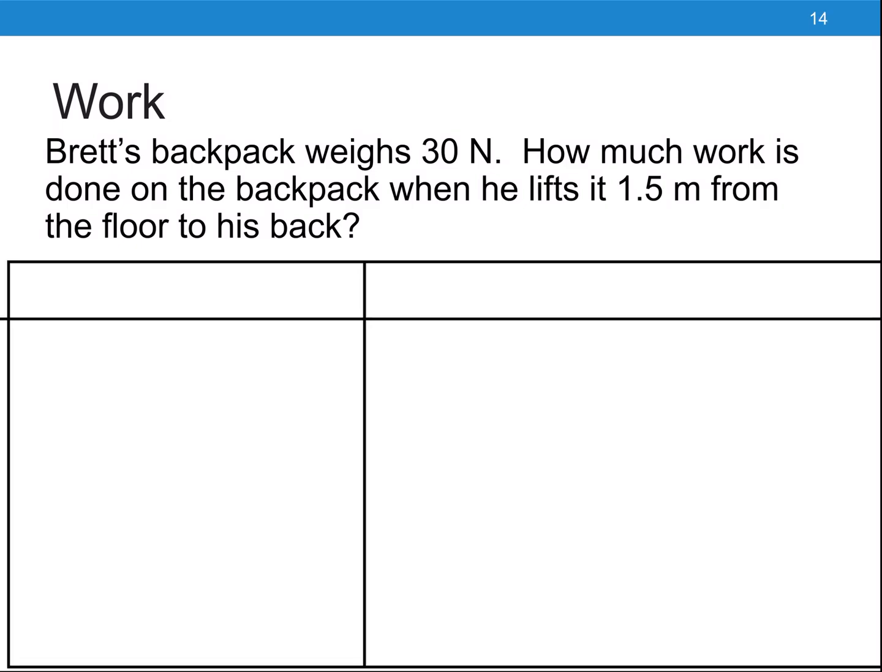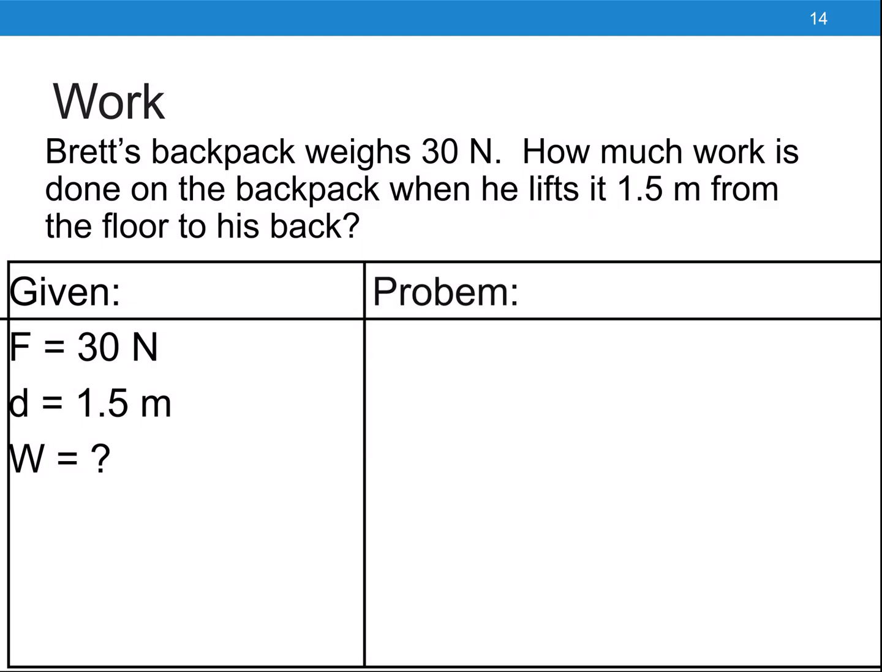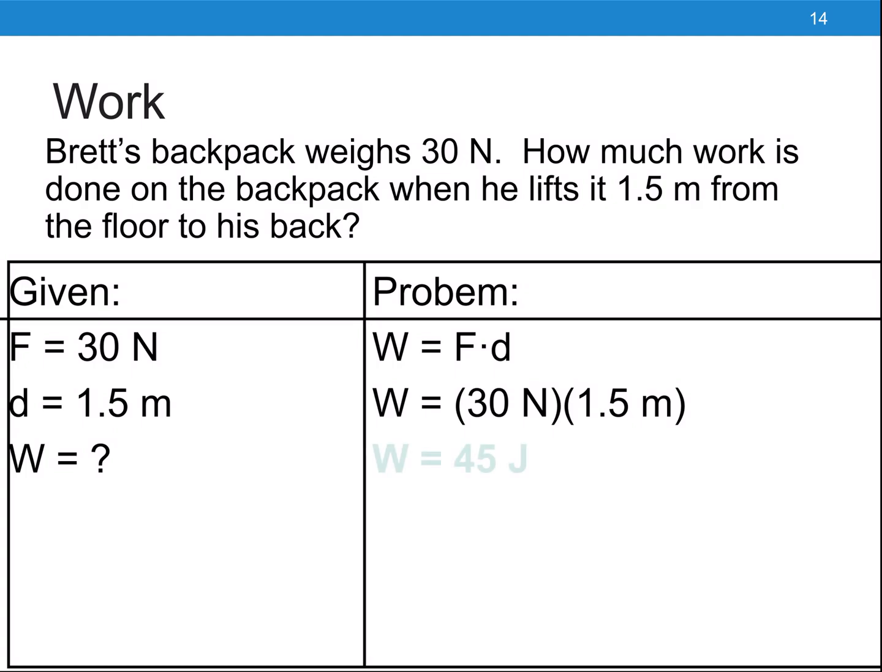All right, so first thing you did was identify what our given variables were. So we have force, 30 newtons, distance, 1.5 meters, solving for work. Here's our equation. Simply multiply the force by the distance. We get 45 joules. Okay, and when you write work, make sure that you do write a joule instead of a newton times a meter.